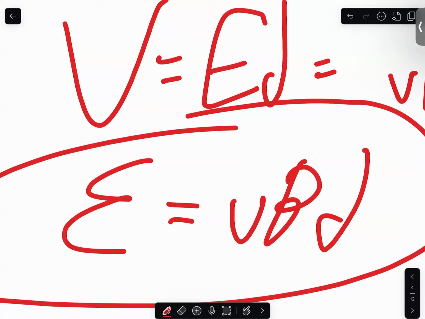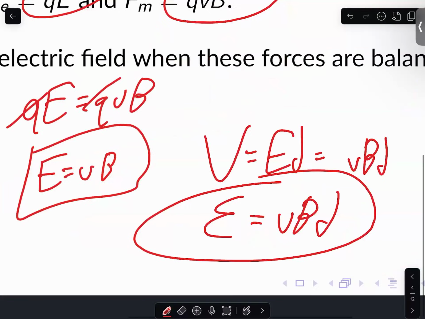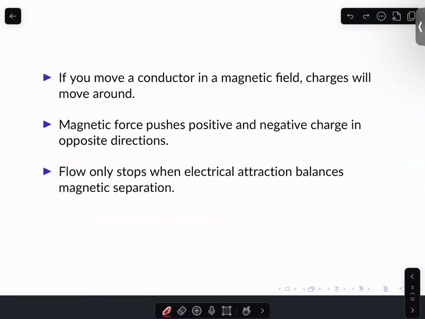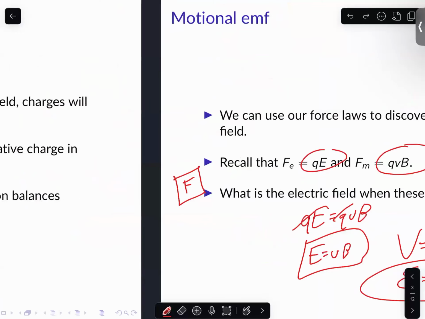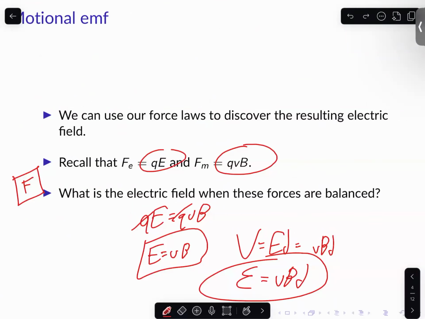The voltage induced in a moving conductor is the velocity, the magnetic field, and the perpendicular distance multiplied together. VBL, VBD, VBH, whatever the distance, whatever direction that distance is. Here? Yes.